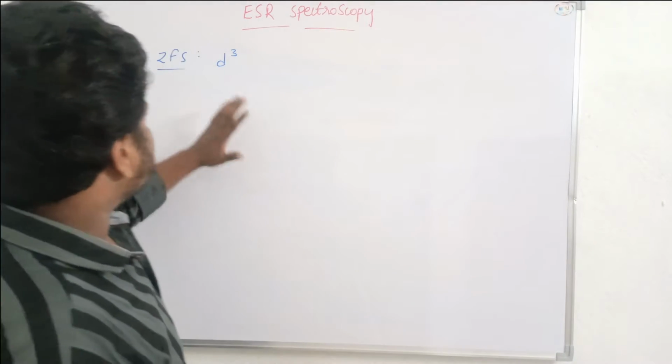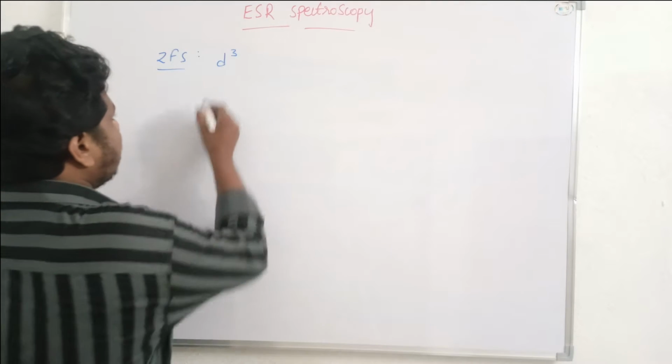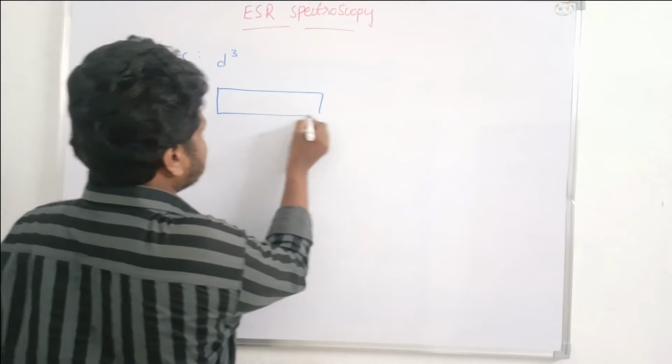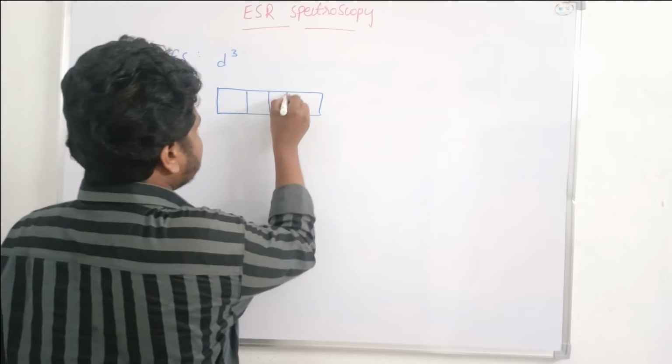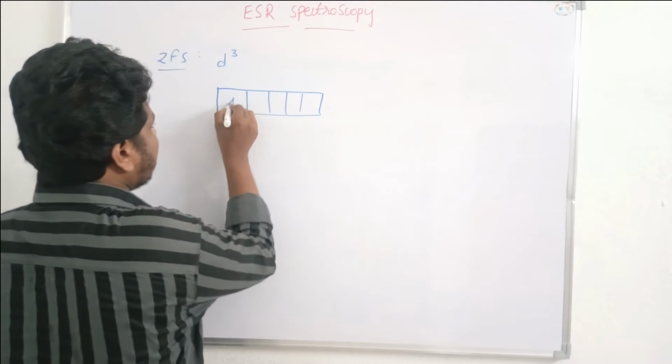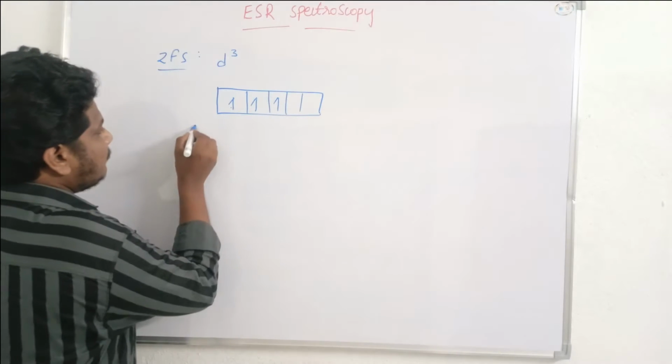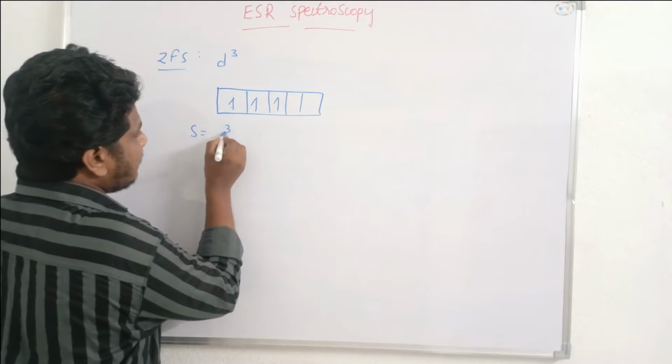Now in the case of the d3 system, this is the d orbital, which contains five d orbitals. These have three unpaired electrons, so the total spin of this d3 system is 3/2.